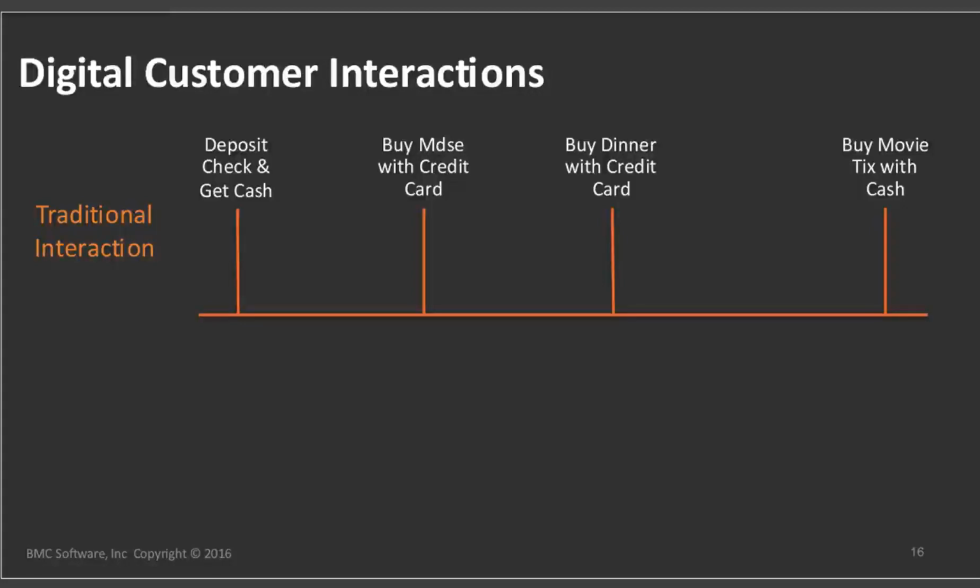And let's consider a traditional interaction with a bank credit card and a bank. So the traditional customer deposits a check at the bank and gets some cash. They may do this at an ATM instead of a branch. And then they go shopping and they buy something with a credit card. They go to dinner, buy dinner with a credit card, go to a movie, probably pay cash for the movie. Okay, so you think about this series of interactions generates a series of transactions unloading on the infrastructure.